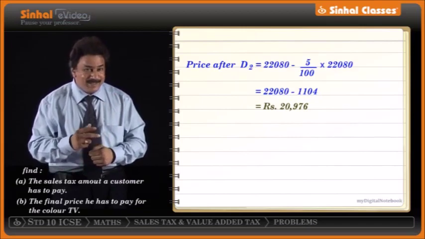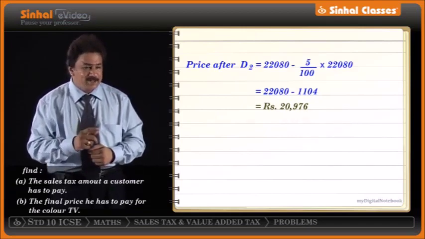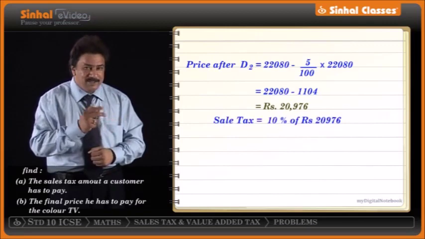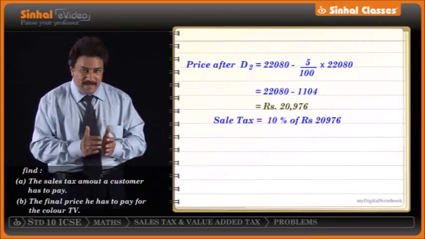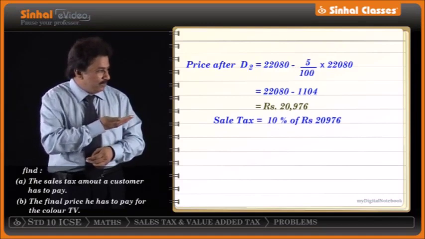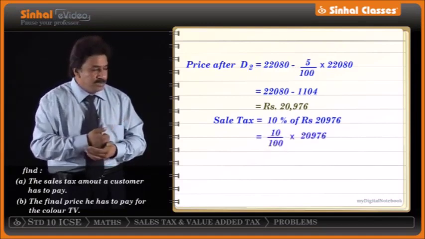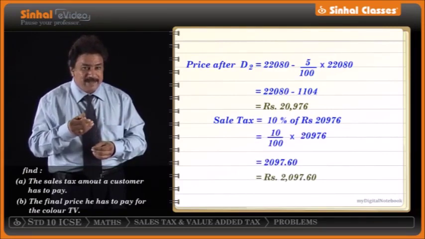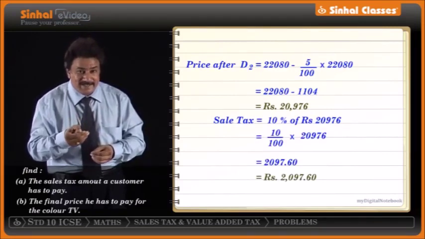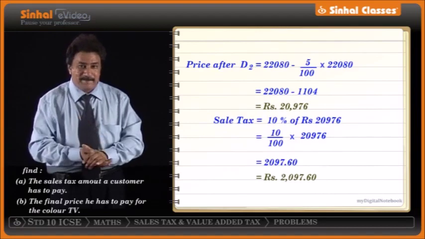But the problem says find the sale tax. Now sale tax of 10% will be charged on 20,976. That is 10% of 20,976, which comes to 2097.60. So 2,097 rupees 60 paisa is the sale tax, which is 10%.